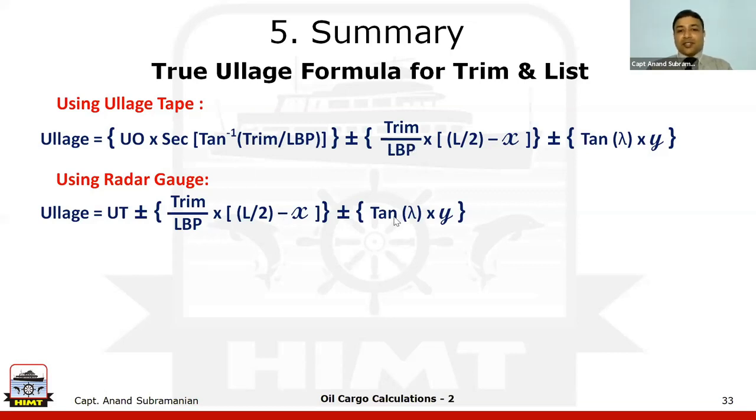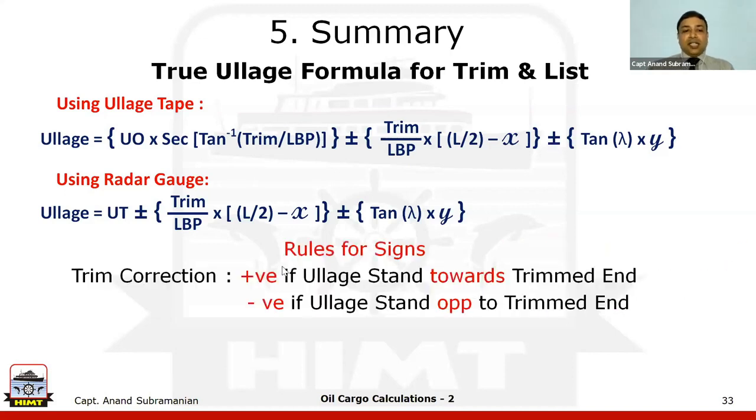Second stage is the trim correction. Third stage is the list correction. Now we have a notation over here, plus minus. Over here also plus minus. The rule for the sign is, for trim correction, positive if the ullage stand is towards the trimmed end, which will normally be the case. 99.9 times the ullage stand will be towards the aft side.